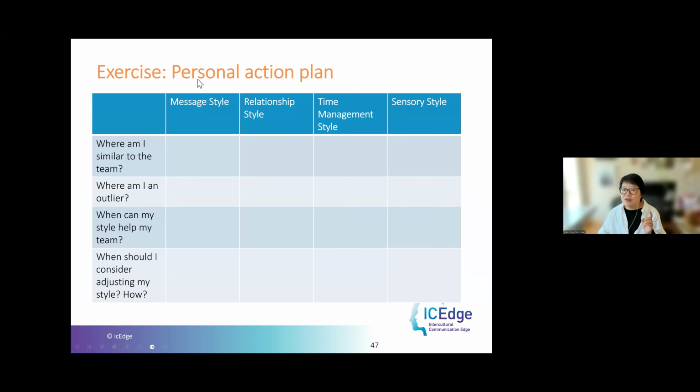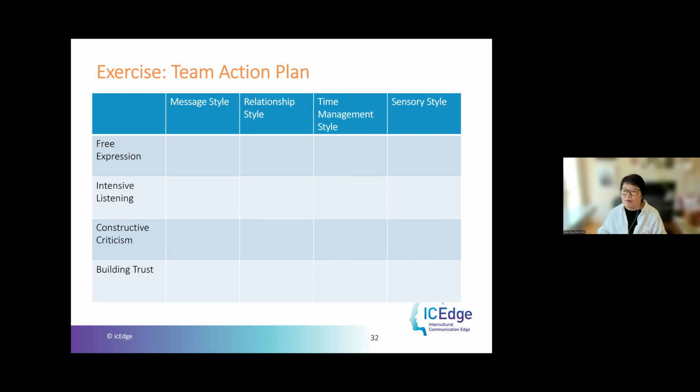One is their personal action plan. As an individual member, they compare their own style with the rest of the team and identify: where am I similar to the team? Where am I an outlier? When can my style help my team? And when should I consider adjusting my own style, and how? In terms of all these four domains of context. This exercise is very reflective and extremely helpful for the individual.